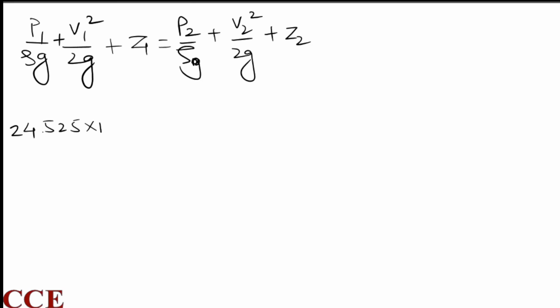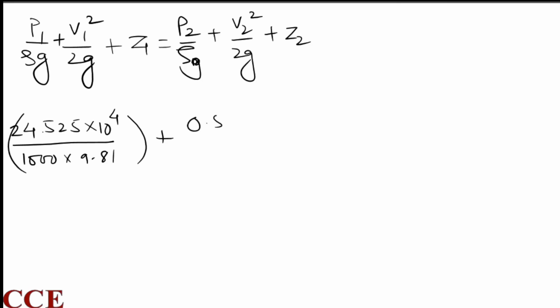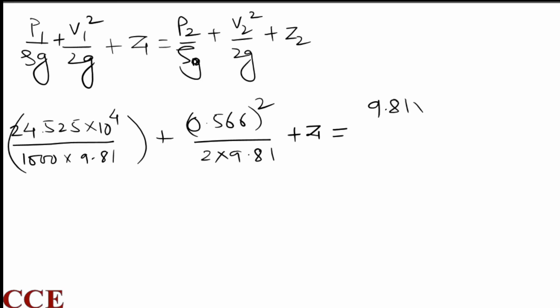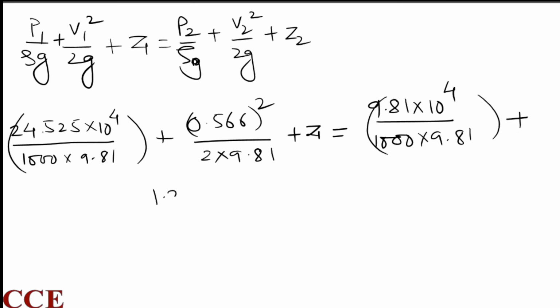24.525 into 10 to the power 4 divided by 1000 into 9.81. That's why we have solved one simple numerical on the basis of this theory. So now 0.566 square divided by 2 into 9.81 plus Z1. Now we don't know the value of Z1. Next is 9.81 into 10 to the power 4 divided by 1000 into 9.81. This is P2 by rho G, plus 1.274 square, V2 square by 2G, that is 2 into 9.81, plus Z2.